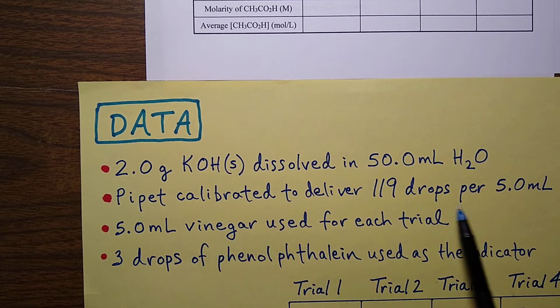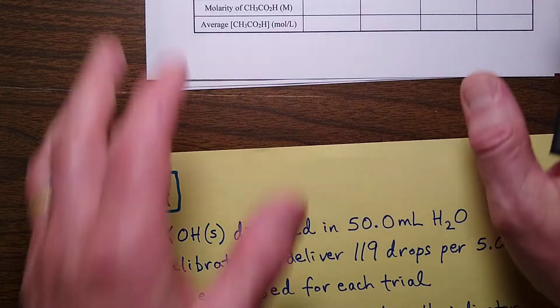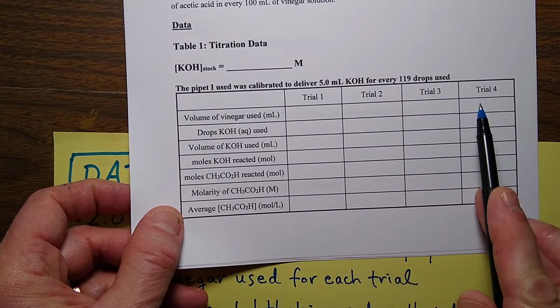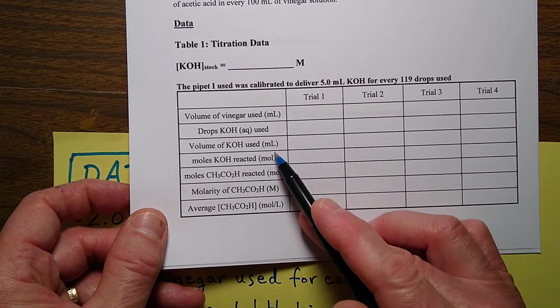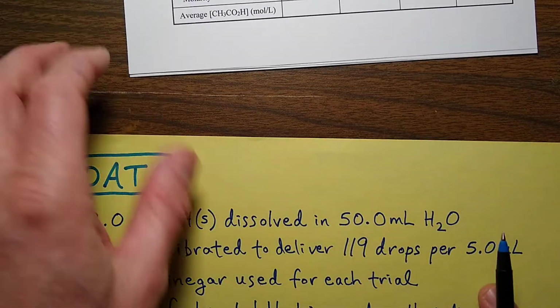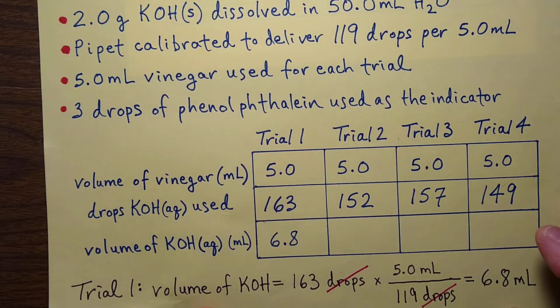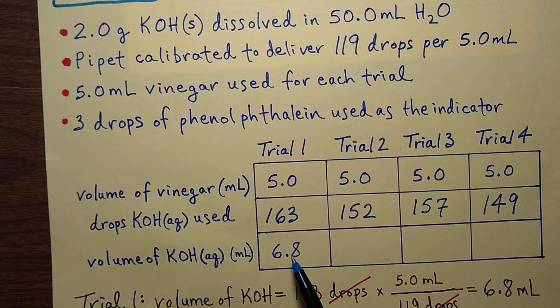And then I have the pipette calibrated. I used 5.0 milliliters of vinegar, so that's what you'll put here in your data table, 5.0 for each one. Notice I put the units in the row headings, so you don't need to put units in here, just numbers. Make sure that you have the right number of sig figs expressed. Here are the numbers that you'll just repeat or transfer to that other data table. I did this first calculation for you. You can do the rest.